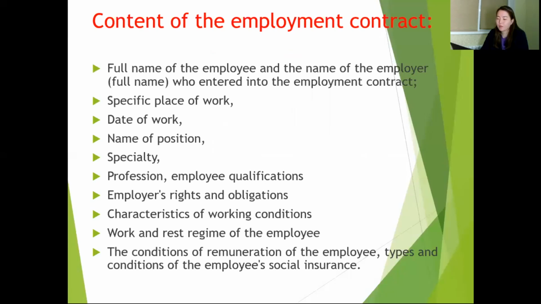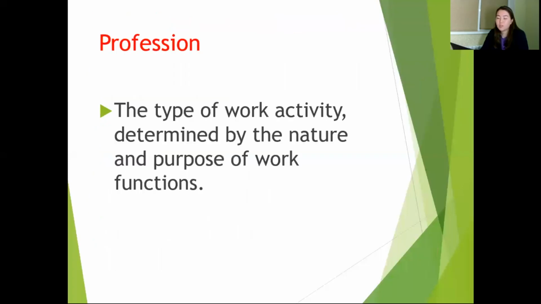When we come to work, we always sign the employment contract. These are the things which need to be included in the employment contract. At first, full name of the employee and the name of the employer who entered into the employment contract. Specific place of work, date of work, name of position, specialty, profession, qualifications, rights and obligations, characteristics of working conditions, work and rest regime of the employee, the conditions of remuneration of the employee, types and conditions of the employee's social insurance. What is profession?